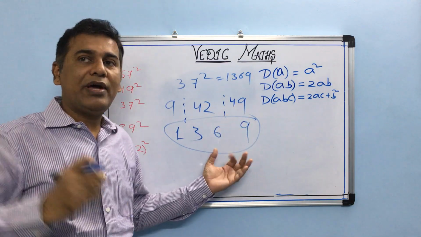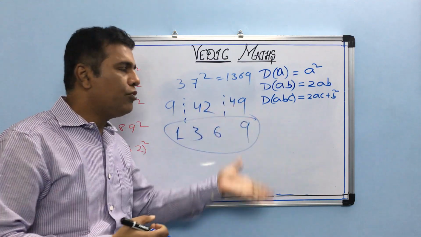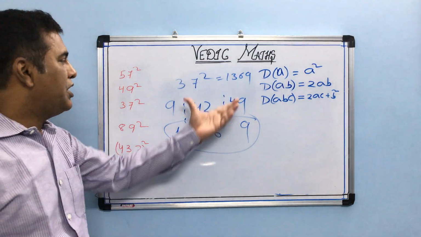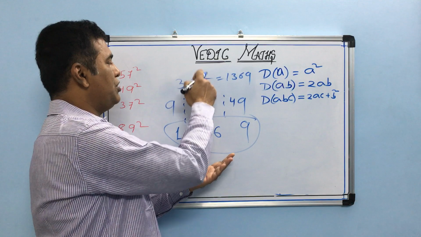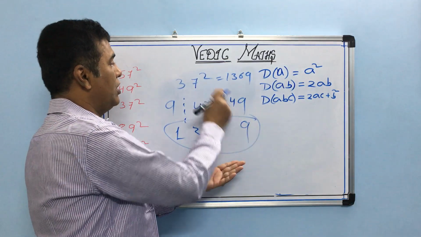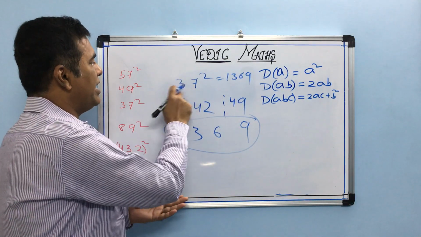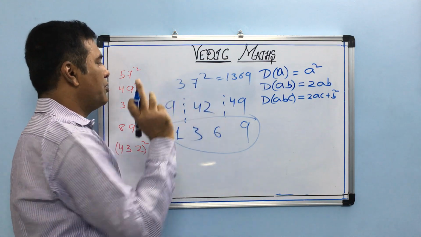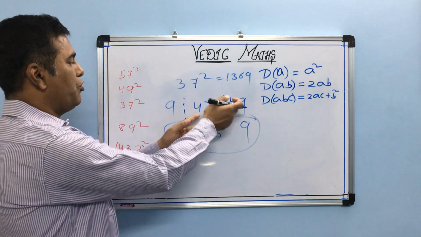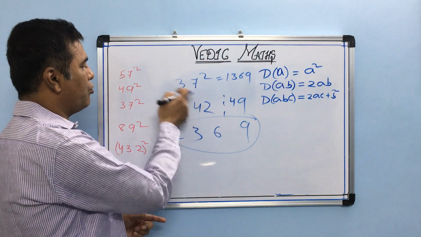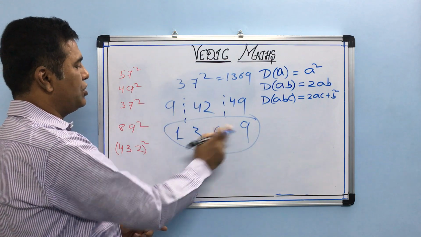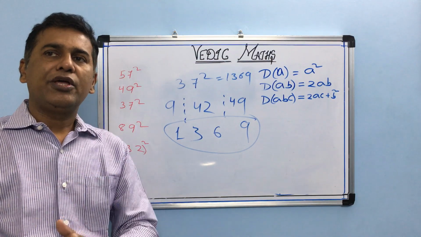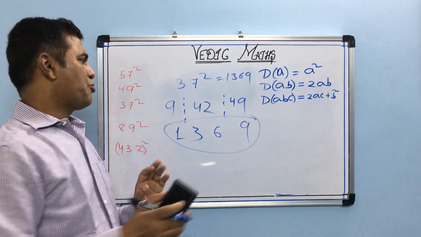That thing I am doing by explaining to you. And when you do it, you can directly write the answer. Okay, no need of writing this one. 37 square means first duplex, 7 square is 49, 3 square is 9, and 37 duplex is 42. 3 into 7 is 21, into 2 is 42. And 9, then 42 plus 4 is 46, 6 will come down, 4 will be taken forward, so 9 plus 4 is 13, so the answer is 1369. So in this way you can do it very fast.